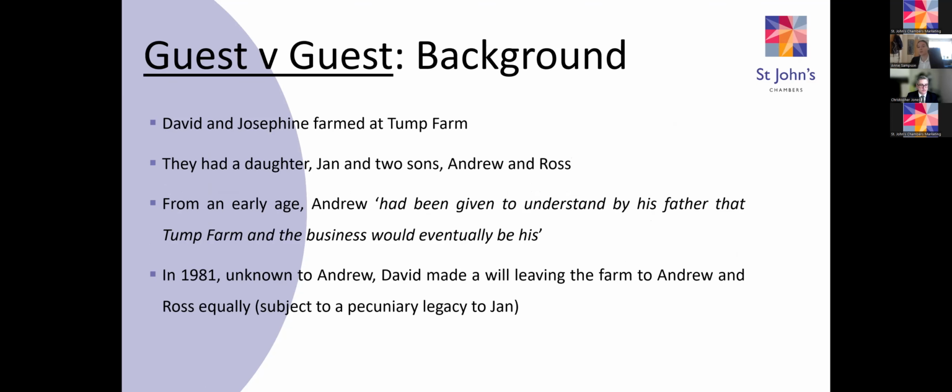And having considered a couple of key pre-Guest authorities on relief in proprietary estoppel claims, I'll turn now to Guest itself, starting with just a brief summary of the facts. As is so often the case with proprietary estoppel claims, this case arose in the context of a farming family. David and his wife Josephine farmed at Tump Farm, where they also lived. They had 3 children: Andrew, the claimant, his brother Ross and sister Jan, and from an early age, Andrew understood from his father that the farm and the business would be his.